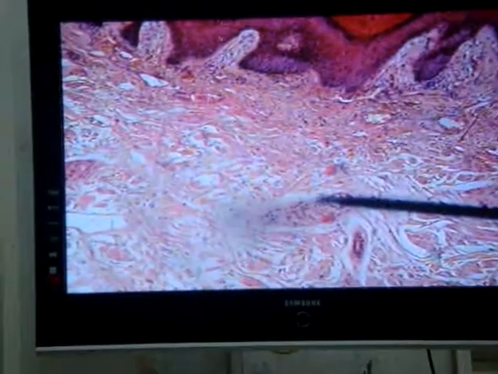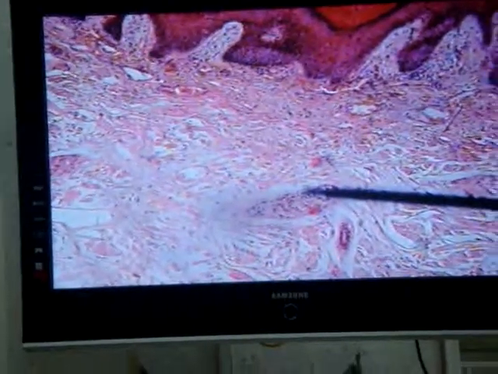Now, we talk about the dermis. Take a look at the dermis. So the dermis is what we gave you in first year as an example of dense, irregular connective tissue. You can see how thick these collagen fibers are, and they are running in all different directions. No uniformity in the arrangement.